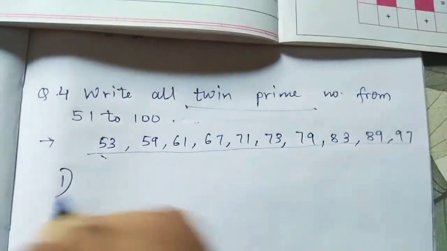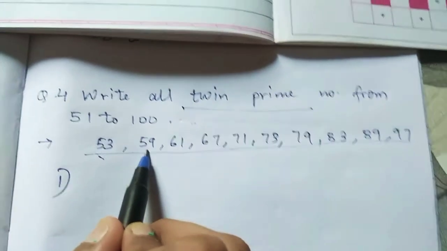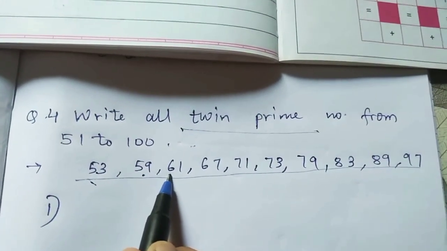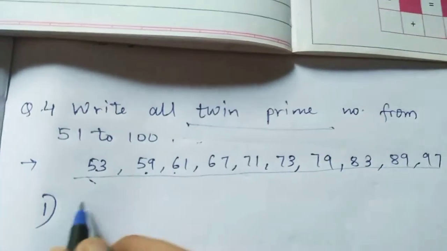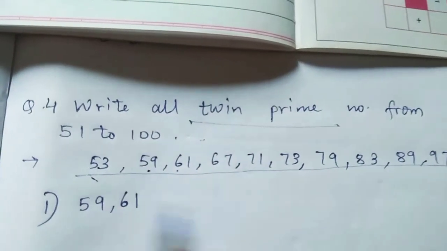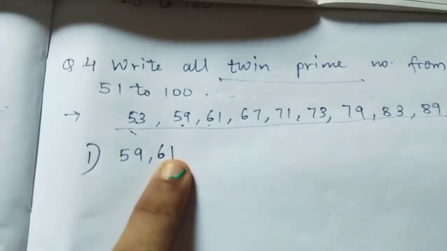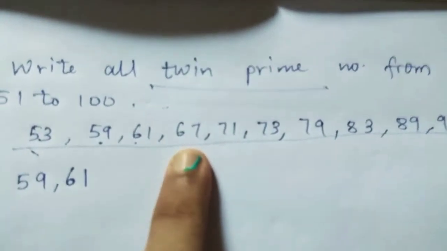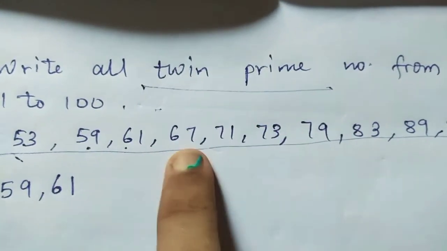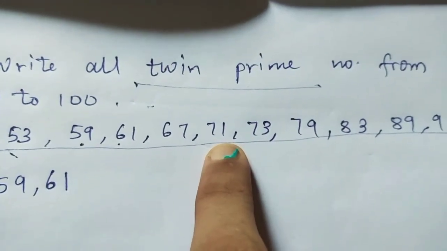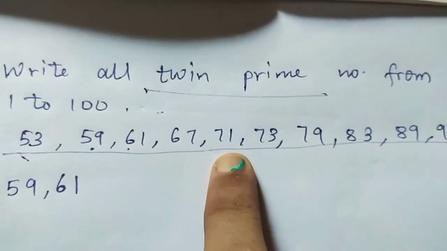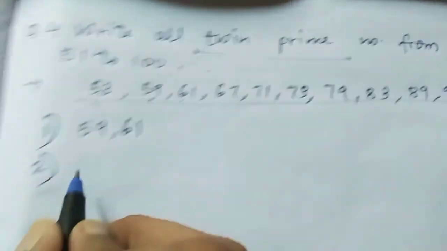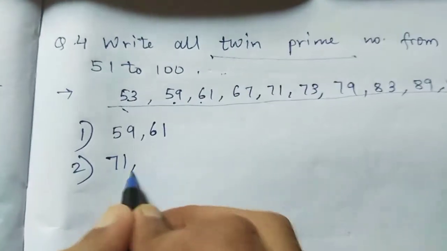Now let us check the first one. 53, 59, there is a gap of 6, so no. 59, 61, there is a gap of 2, yes. So this is our twin prime pair, the first twin prime pair. Let us check next. 61, 67, gap of 6, so no. 67, 71, gap of 4, so again no. 71, 73, yes, gap of 2, so this is our next pair.